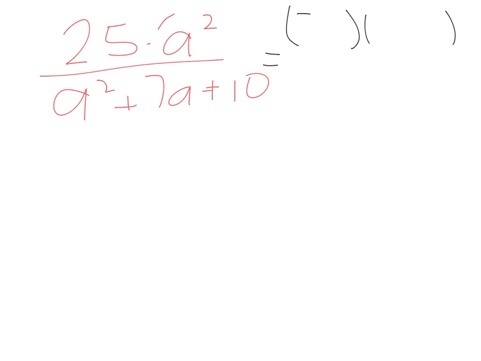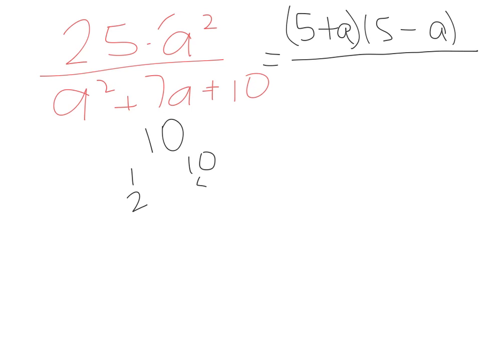So the square root of 25 is 5. Square root of a squared is a. Make one positive, one negative. As I move to the denominator, I'm asking myself, is there a GCF? No, there's not. 10 doesn't go into a squared, a doesn't go into 10. Is it a trinomial? Yes. So I want to do my father drives a red Mustang.